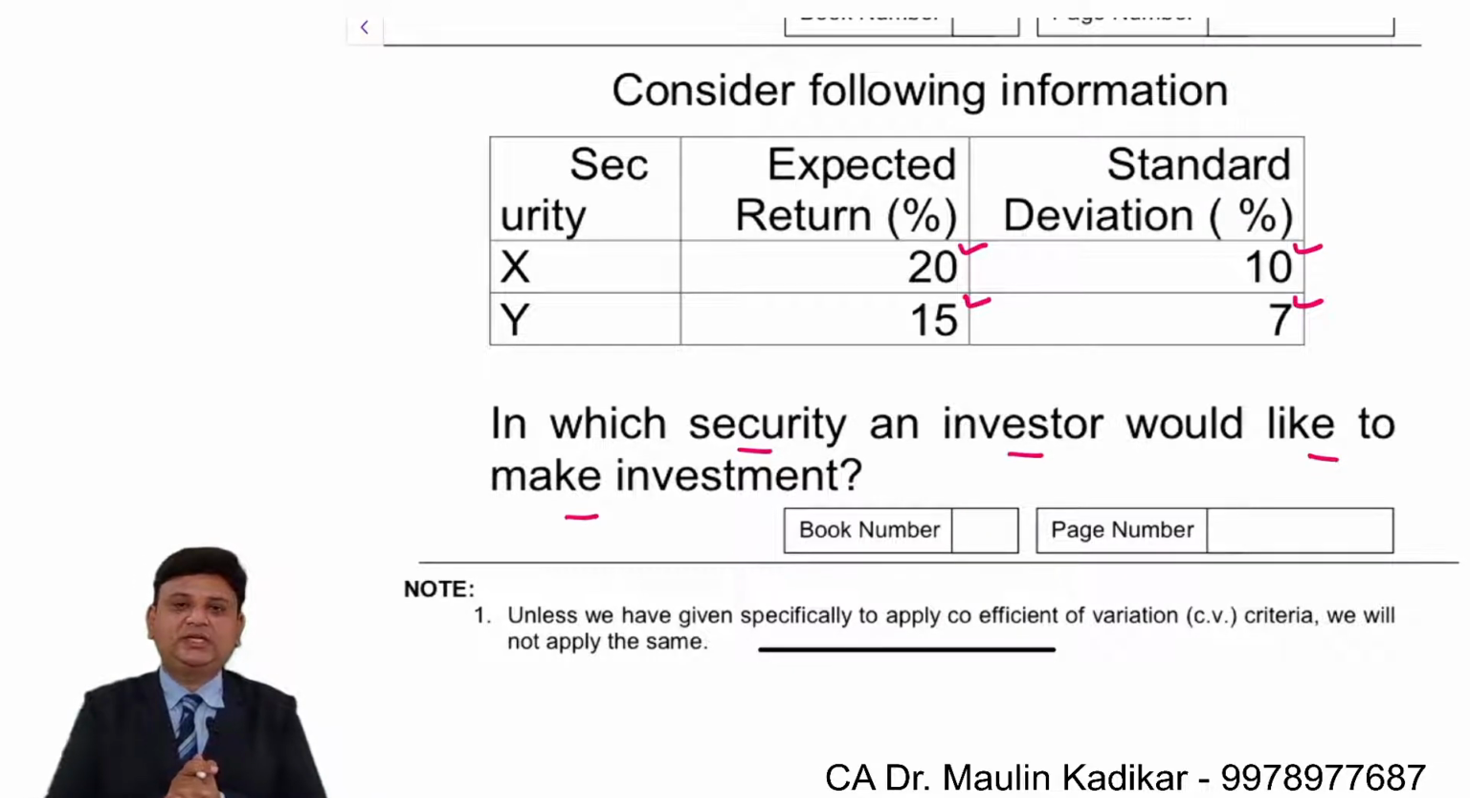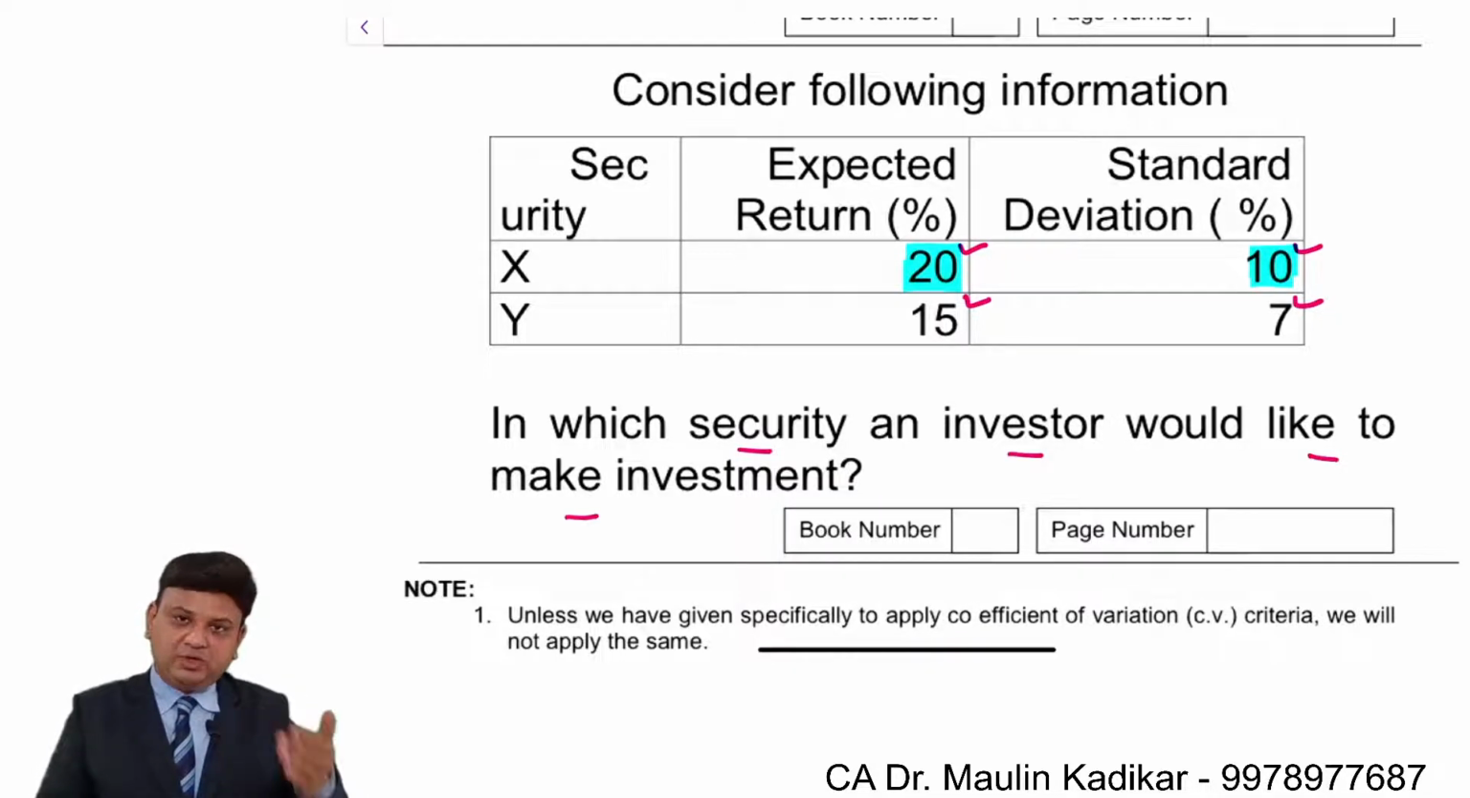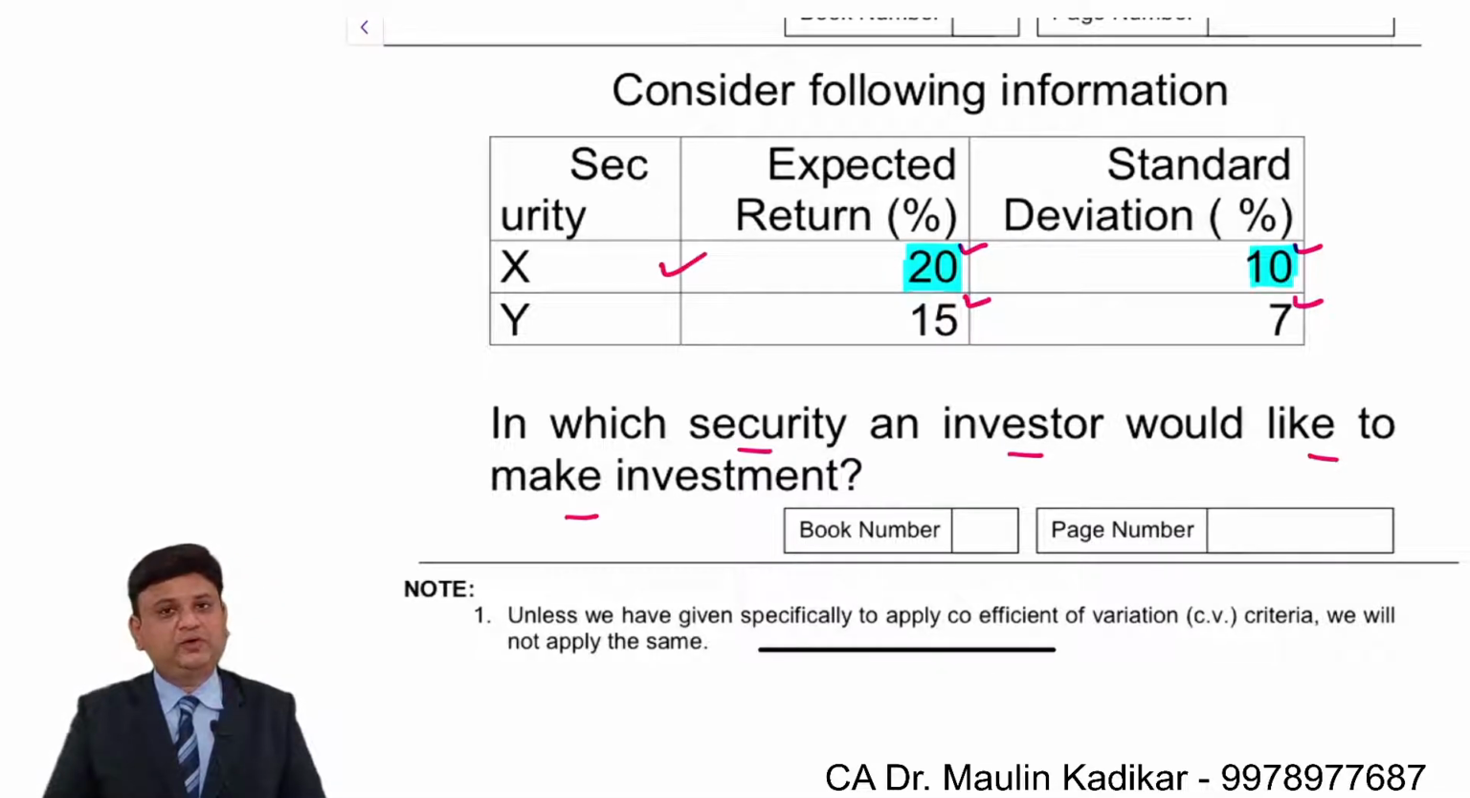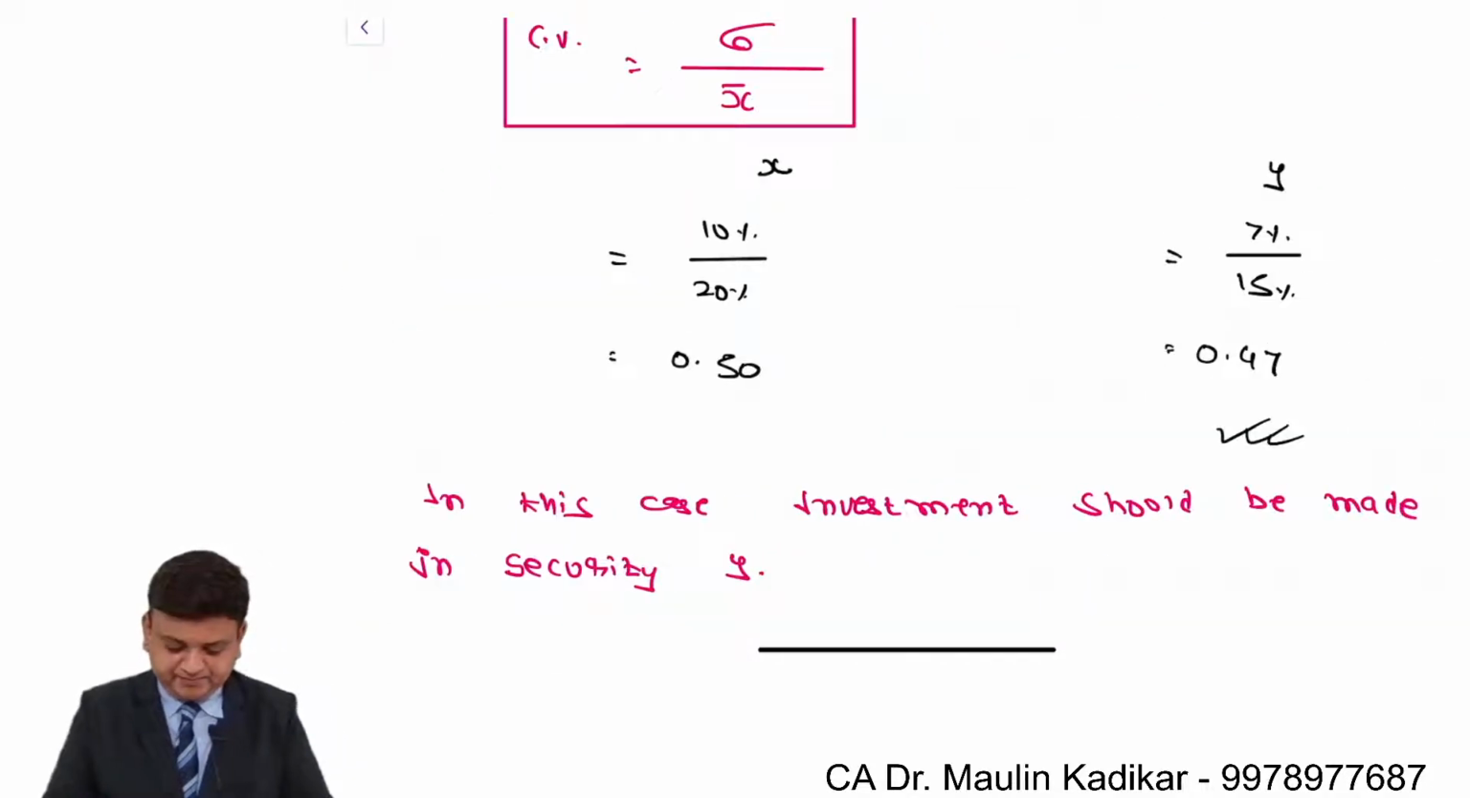Now friends, in this question, the question does not provide the CV criteria to be applied. So how are we required to give answer? We have to give answer that depending upon the risk bearing capacity of the investor, investment will be made. We understand that with the increase in the risk, return increases. So if you want to take more risk, then you should make investment in X. And if you want to take less risk, you will make investment in Y. That is the way we are required to give open-ended answer.